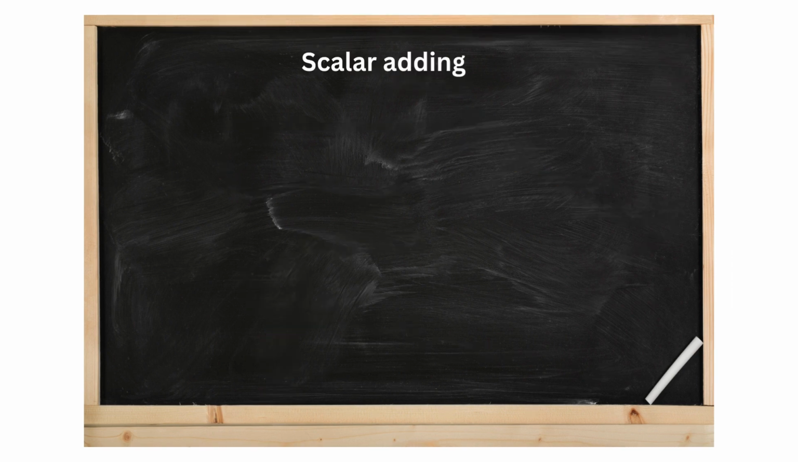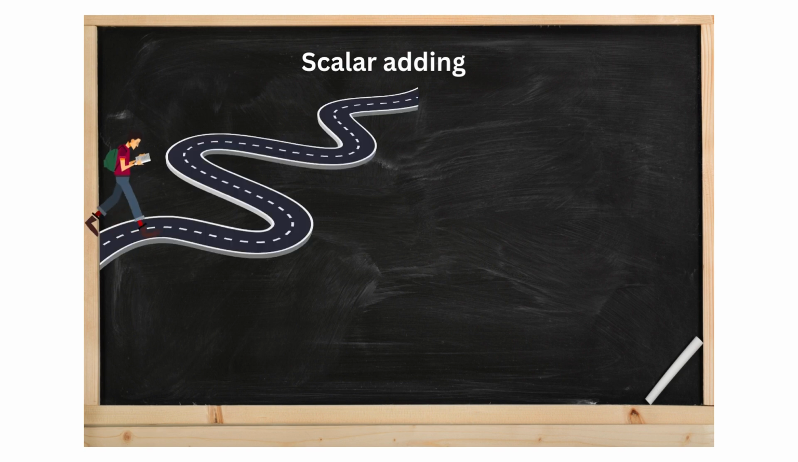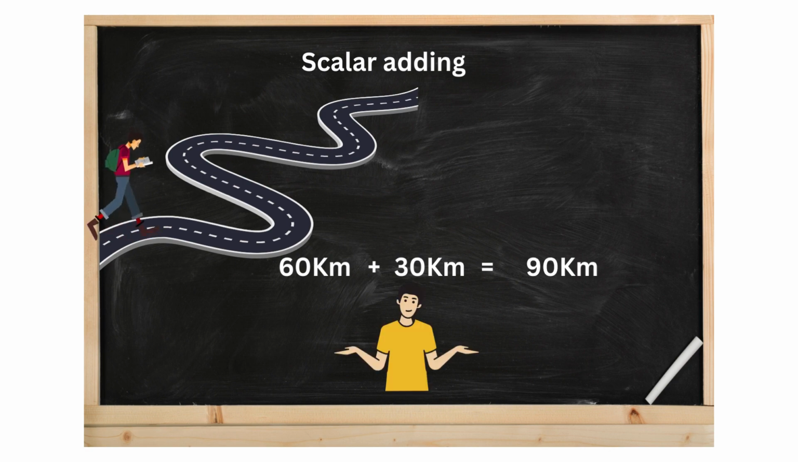To kick things off, let's start with a simple example of adding distances. Imagine we are covering 60 kilometers and then an additional 30 kilometers. When it comes to distances, adding them is straightforward. We simply add the magnitudes: 60 plus 30 equals 90. No need to worry about directions here.